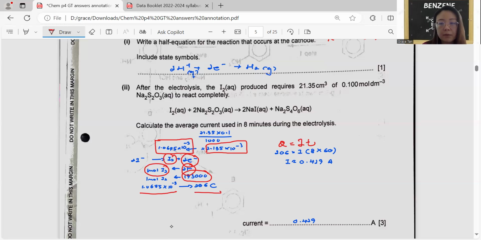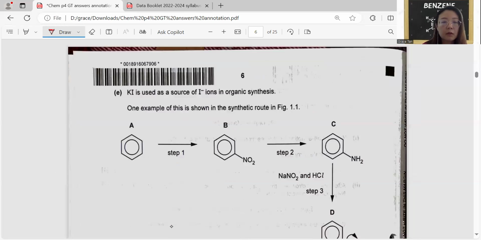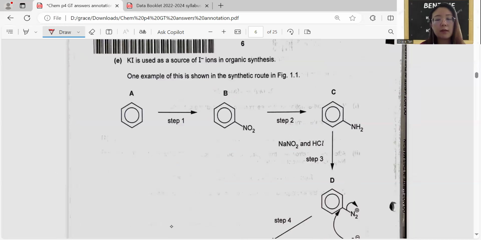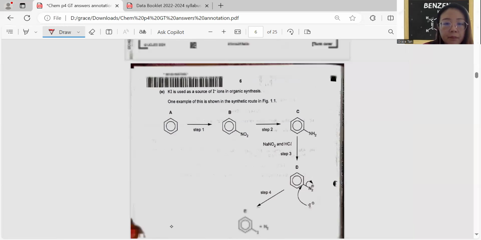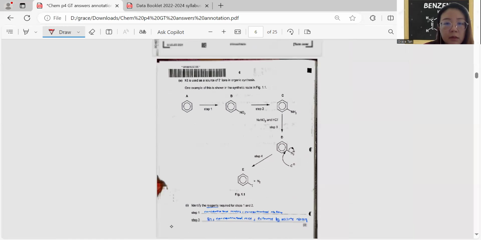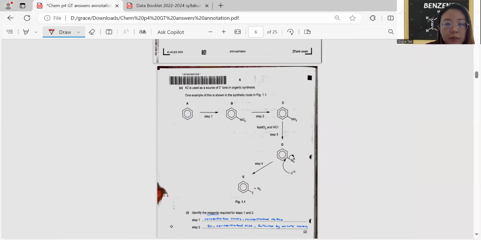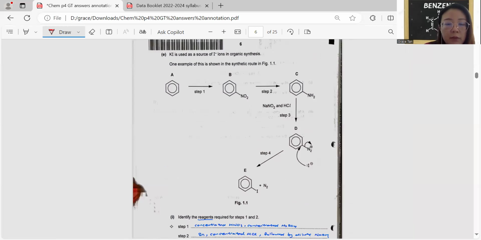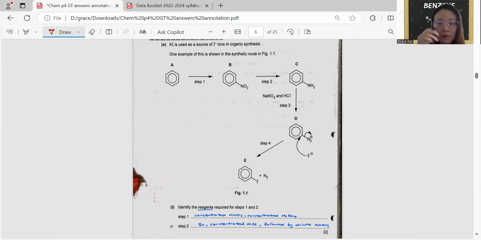Okay, now let's move to the next question. KI is used as a source of iodide ions in organic synthesis. One example of this is shown in the synthetic route in figure 1.1. All right, so let me just zoom up the whole thing. Now you can see the whole page. Now, identify the reagents. I underline the reagents. They never ask for conditions, right? So I omitted all the conditions.